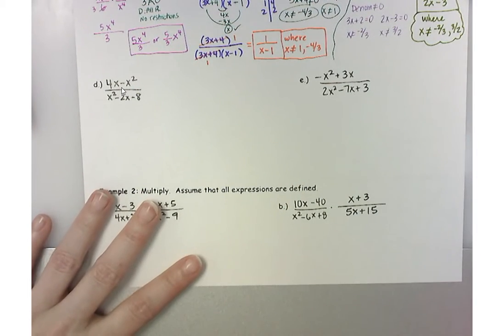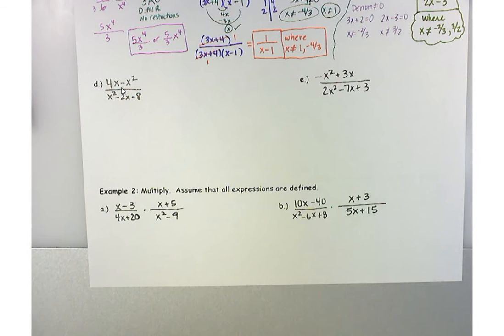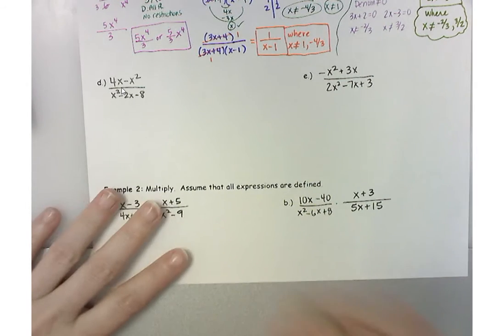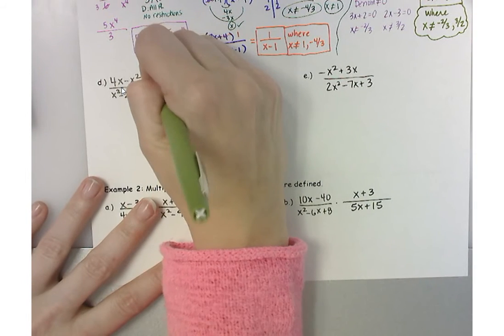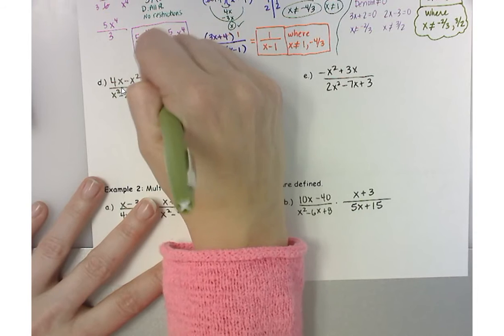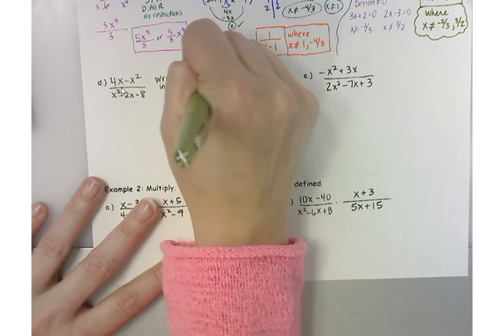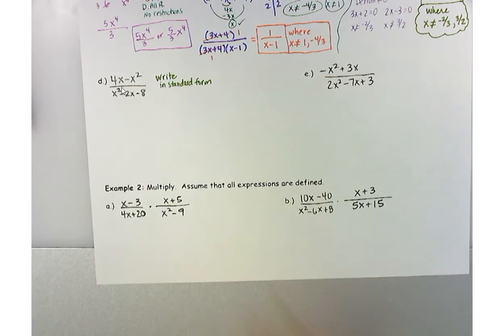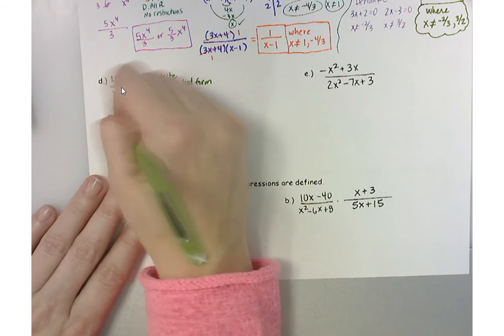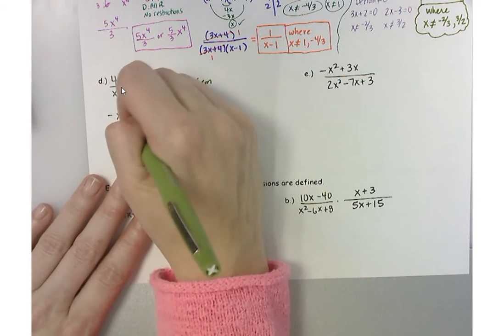And then if you have a negative in front, you are going to want to factor out your negative. Okay, when you are factoring out your negative, you can also factor out your GCF. Whoa.